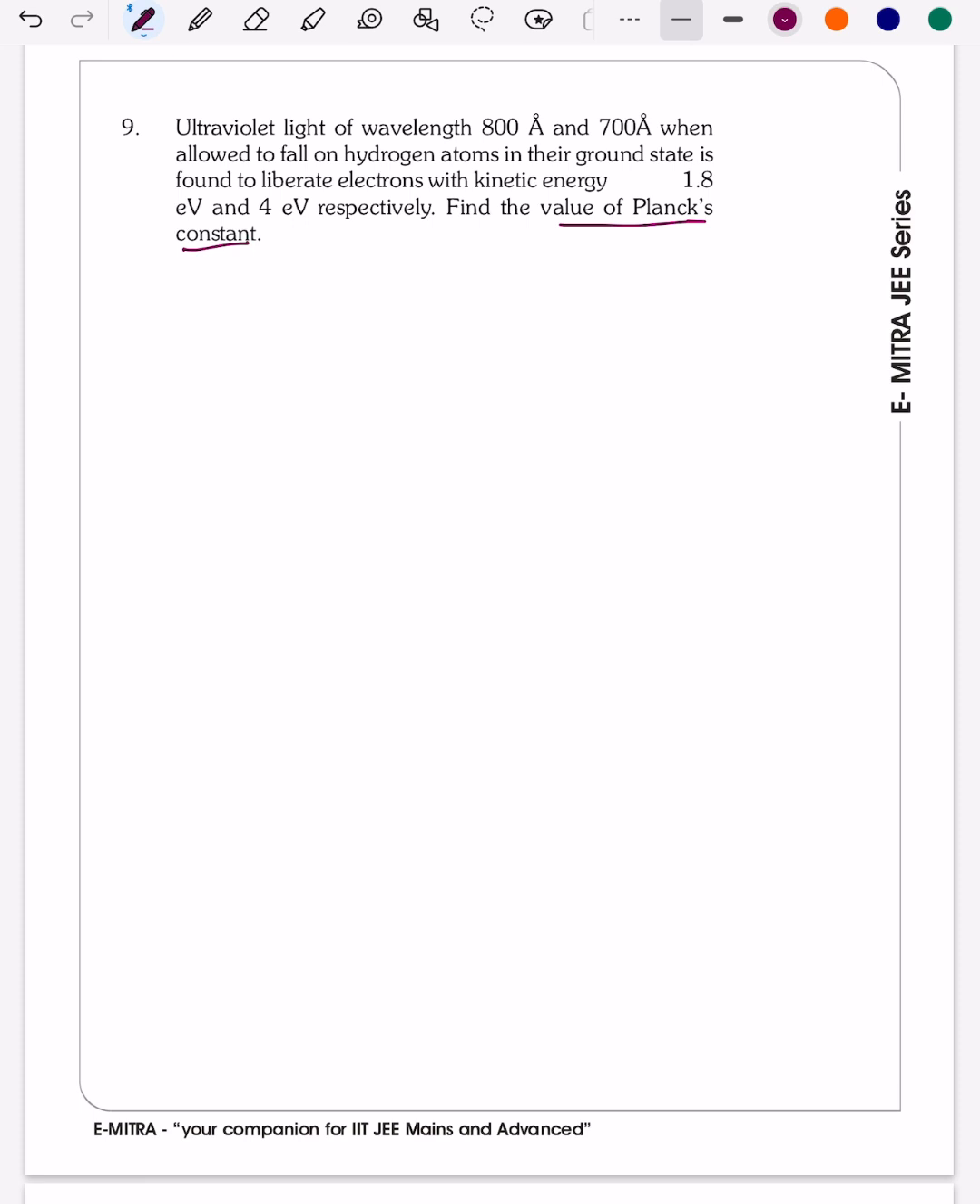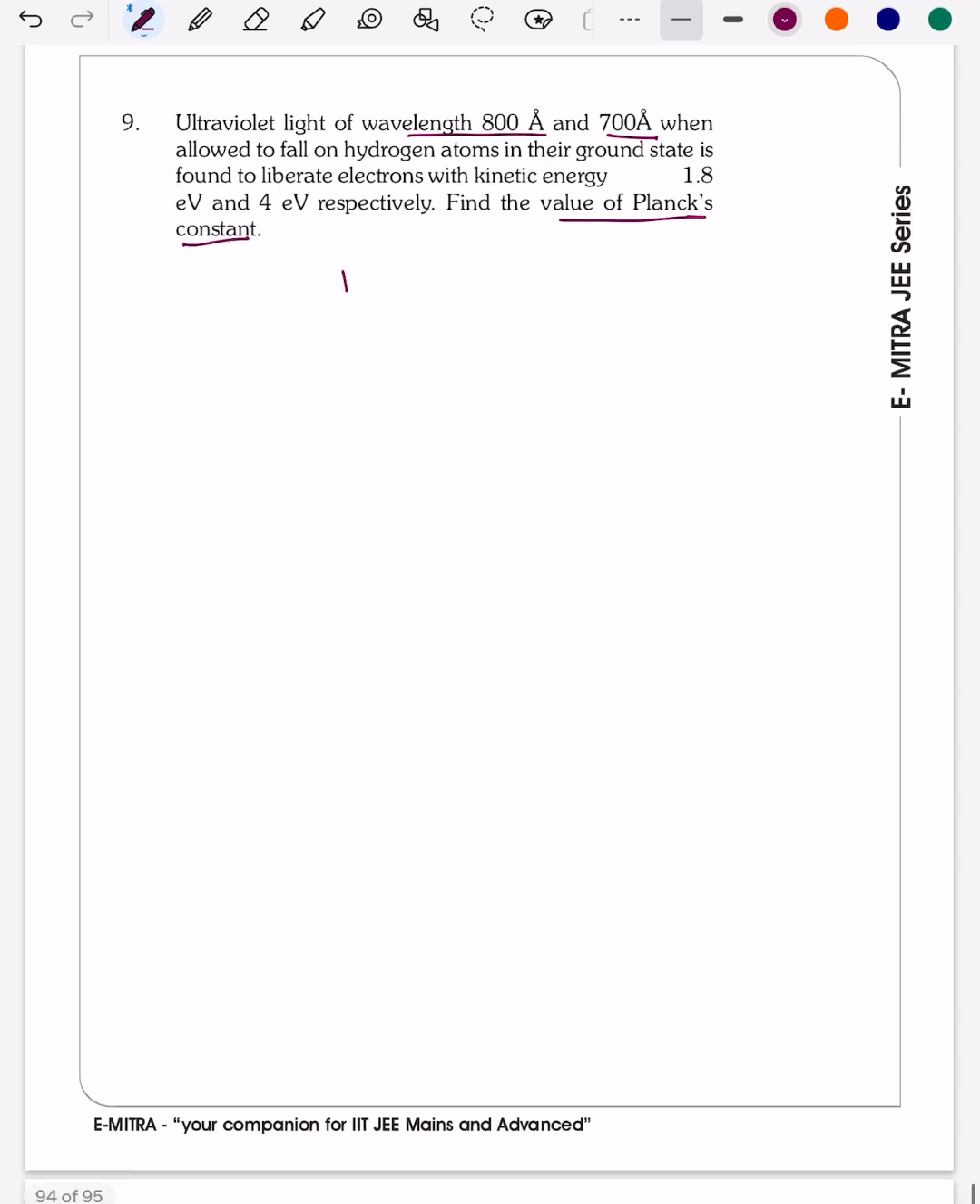सबसे पहले तो they have given us ultraviolet light of wavelength 800 and 700 Armstrong. So lambda 1 is given to us as 800. Let's convert it into meter, into 10 to the power minus 10 meter. Lambda 2 has been given to us as 700 into 10 to the power minus 10 meter. And they are found to liberate kinetic energy. So kinetic energy 1 is given to us as 1.8 electron volt.